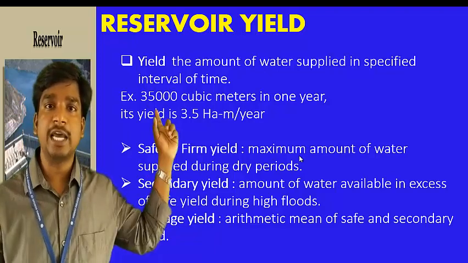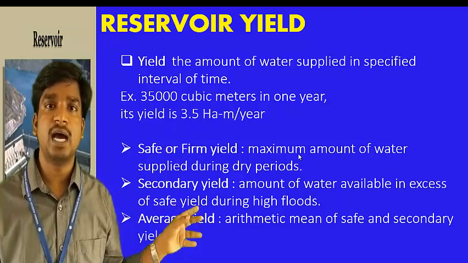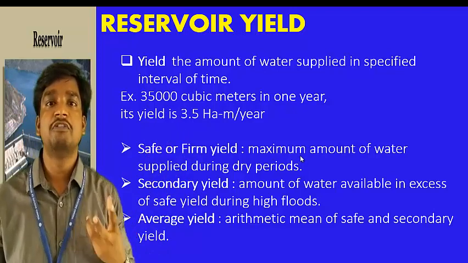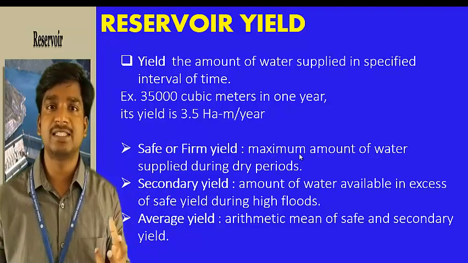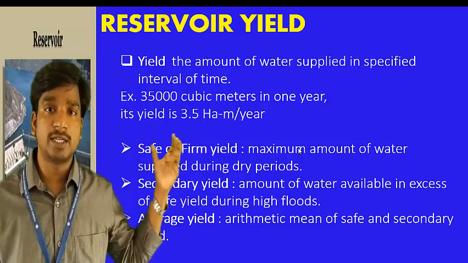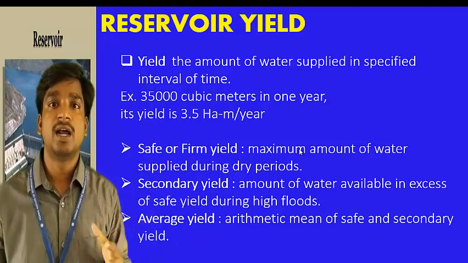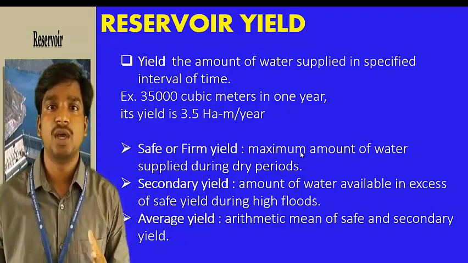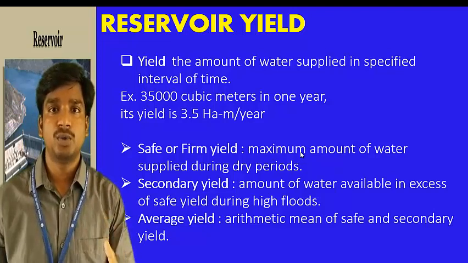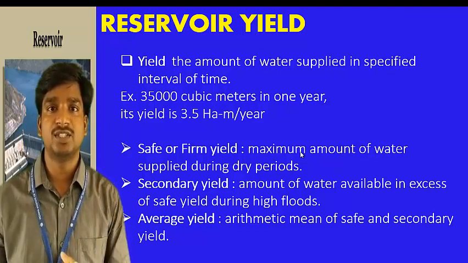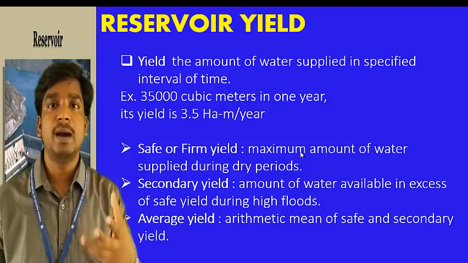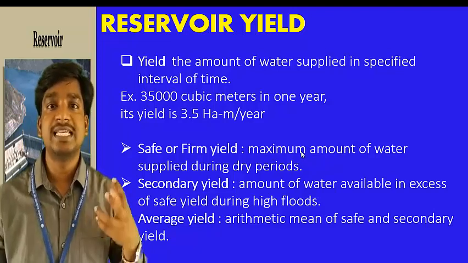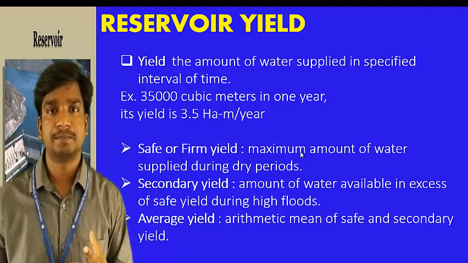Again, we have different types of yields based on the amount of water available. Coming to the first one, that is safe or firm yield. The safe or firm yield is nothing but the maximum amount of water a reservoir can supply whenever there is a dry period. Means whenever there is no inflow to the reservoir, even after those conditions, the reservoir is able to supply a maximum amount of water for different purposes, which is considered as safe yield or firm yield.